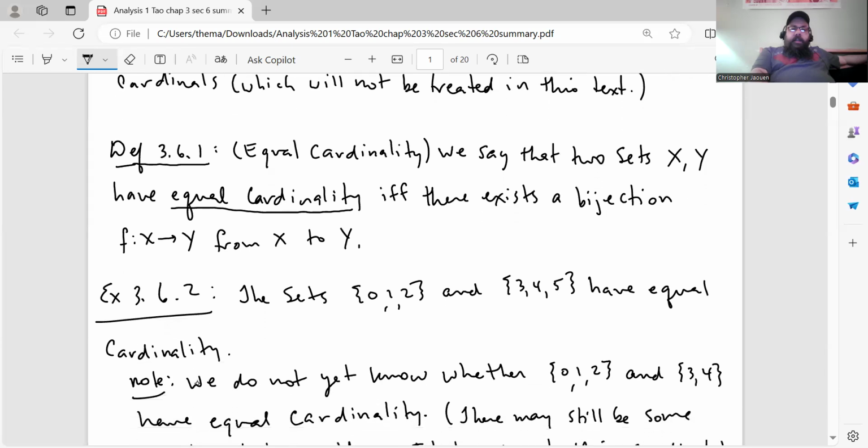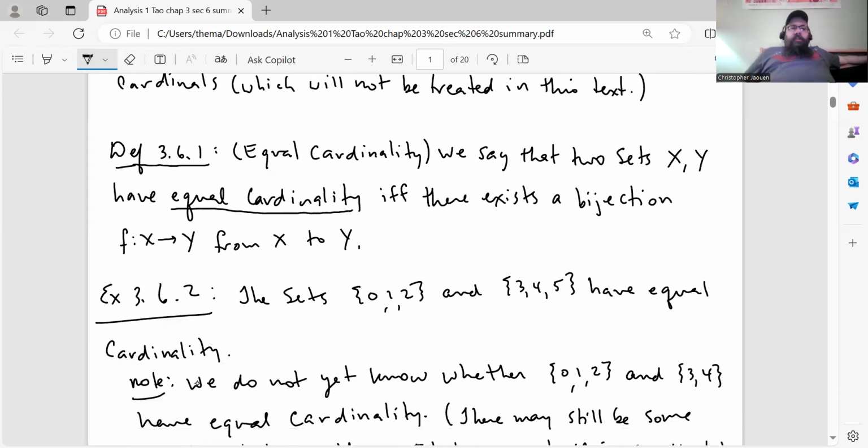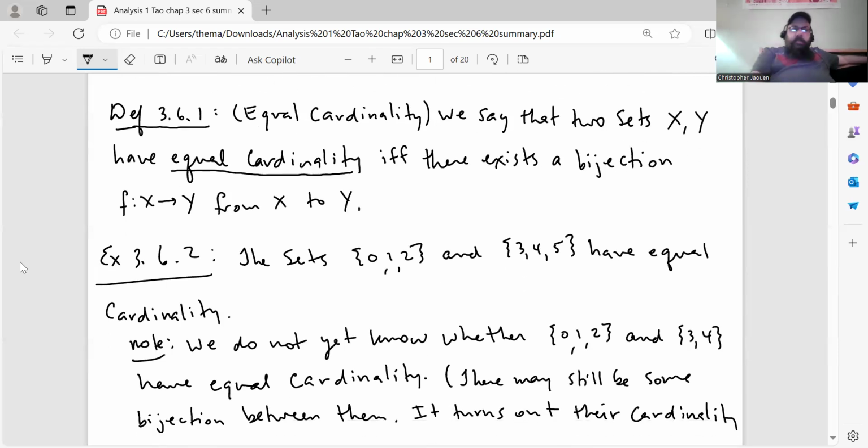in this text. So then we jump into definition 3.6.1 about equal cardinality, what it means for two sets to have equal cardinality. We say that two sets, X and Y, have equal cardinality if and only if there exists a bijection, f from X to Y. Now, this definition we'll use for not only finite sets of finite cardinality, which we'll define in a little bit, and sets of infinite cardinality, which is something that we'll look at in chapter 8, so way down the line. But that's the definition for what we mean when we say two sets have equal cardinality.